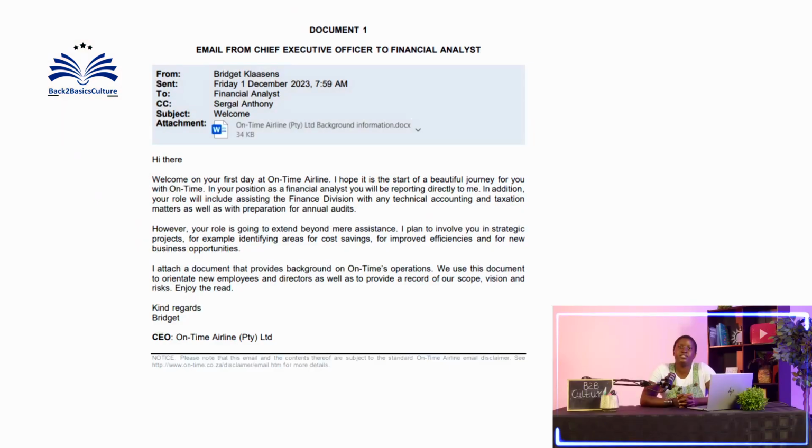So now I stick that at the back of my head. I want to make sure that as I'm going through it, I look for cost savings, for improved efficiencies, and for new business opportunities. It's at the back of my head as I'm reading. Okay. Then Bridget says, I attach a document that provides background on On Time's operations. We use this document to orientate new employees and directors, as well as to provide a record of our scope, vision, and risks.